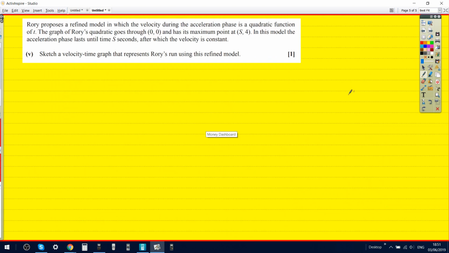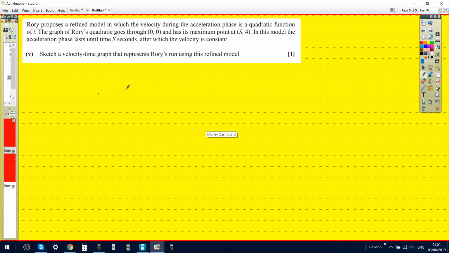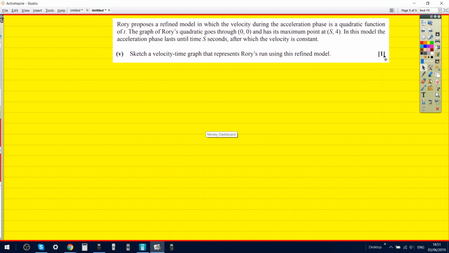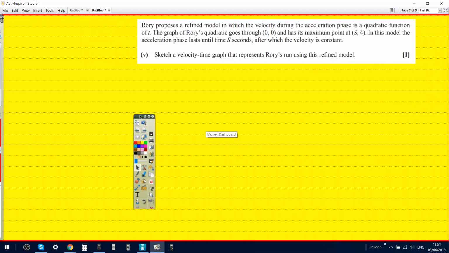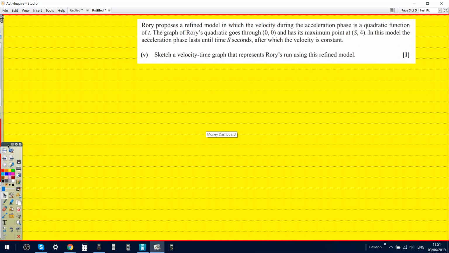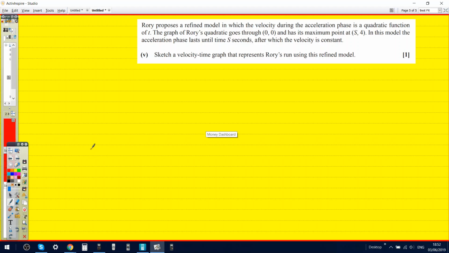Okay. Next one. It's a quadratic equation, starting at 0, 0, and its maximum point of s is 4. So this one would be velocity-time, but with a curved beginning because it's quadratic.